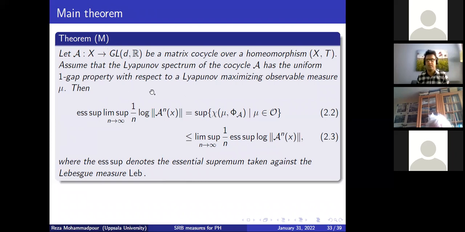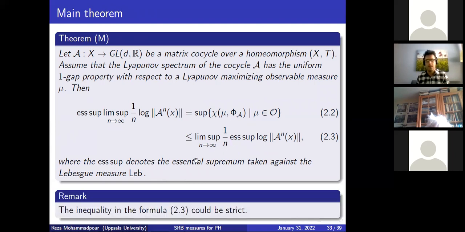I'm not going to discuss the proof of this theorem, which is very technical, but I just want to mention that one can compare this result with ergodic optimization of the Lyapunov exponent. Just replace the essential supremum by the supremum, and again this is a maximal Lyapunov exponent. Let me mention that this inequality could be strict, as we expected, because that's a maximal Lyapunov exponent. So let us see an example in which this inequality is strict.